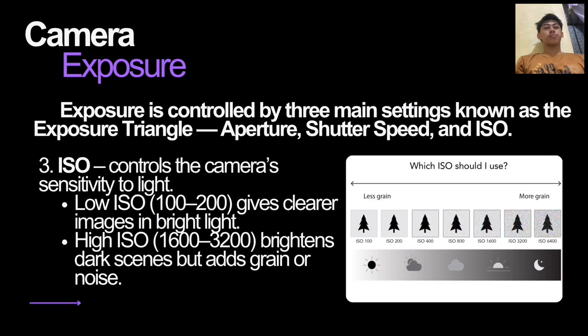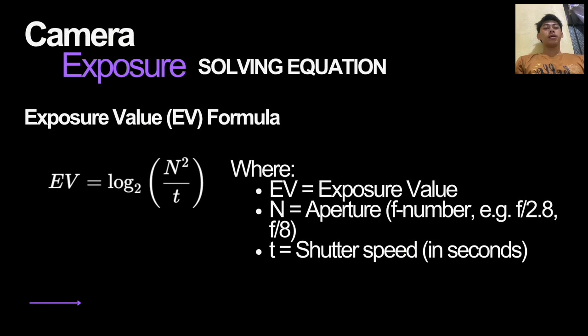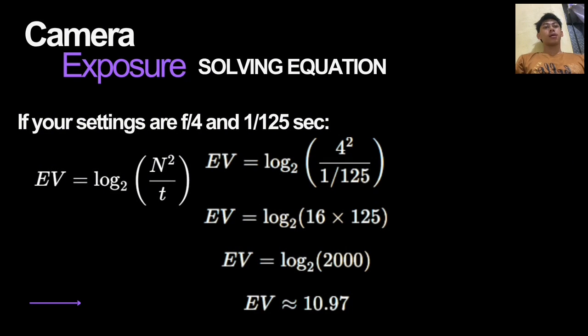Let's proceed to exposure value, or the EV formula. EV equals log2 of N squared over T, where EV is the exposure value, N is the aperture, and T is the shutter speed. So solving the equation, if your settings are f/4 and 1/125 seconds, first is the formula, then write the value of f, which is the first one.